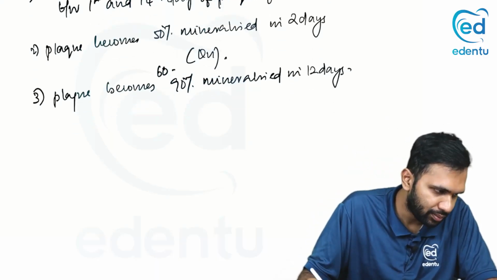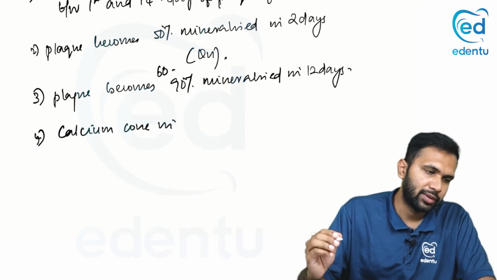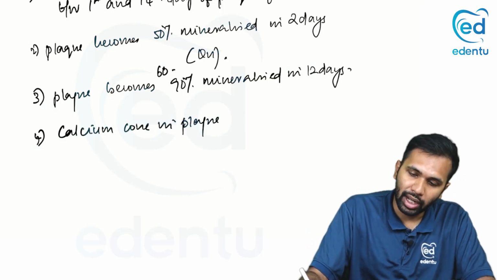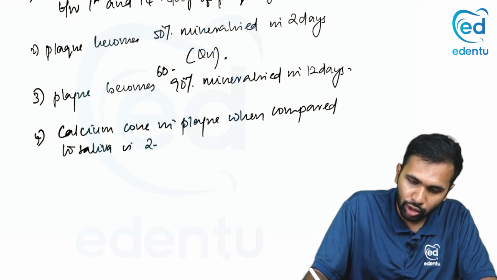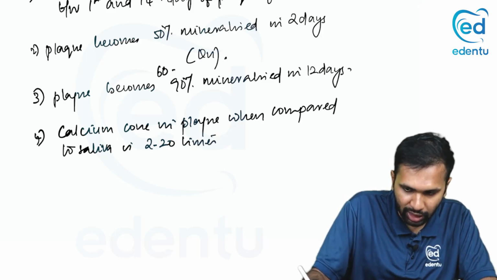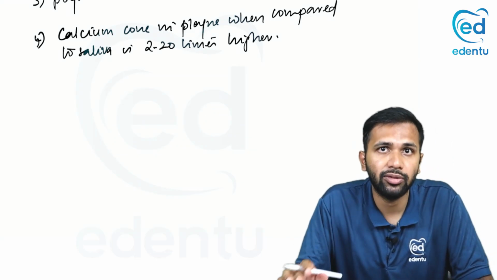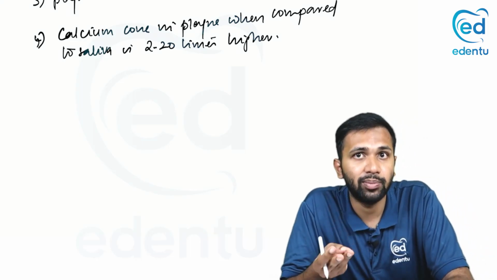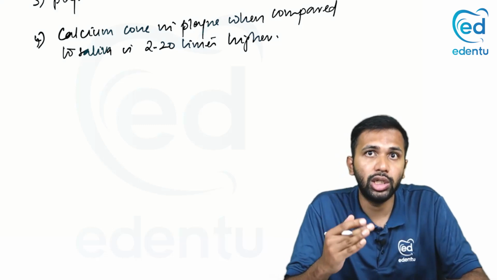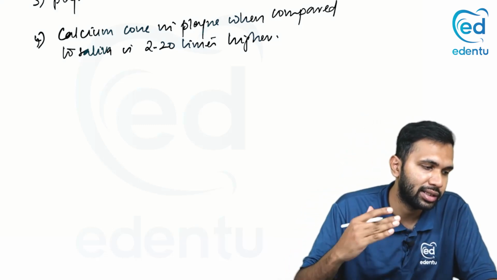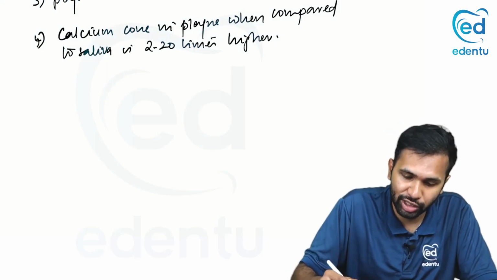And the calcium concentration in plaque when compared to saliva is 2 to 20 times higher. When you compare the calcium content in saliva with that present in calculus, that is, the calcium content is around 2 to 20 times higher in calculus than compared to saliva. So it is a very rich source of calcium.